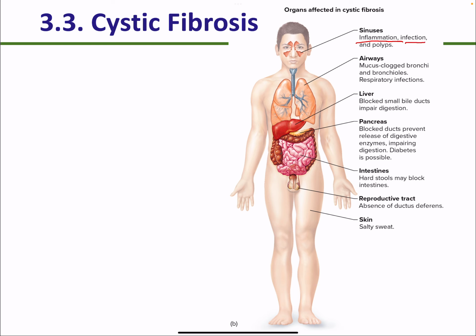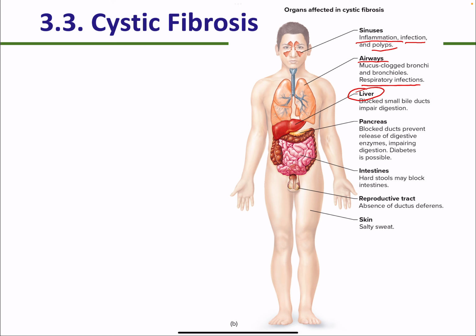Sinuses can be infected, or even some polyps can develop in sinuses. The airways can be affected with a large amount of mucus that develops in the airways, causing an obstruction of airways and also causing repeated respiratory infections. Another organ that can be affected is the liver, where the ducts where bile is produced and moves through can be affected.